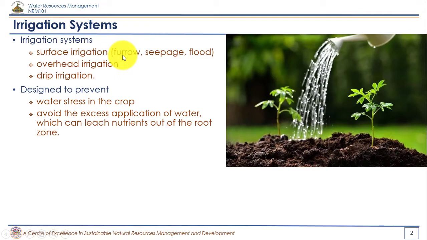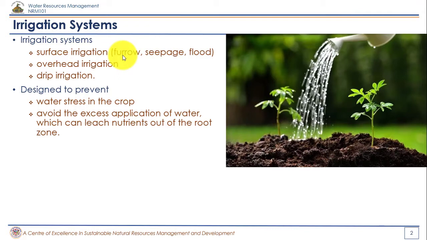So, making furrows and irrigating that area, that's how furrow irrigation works. So that's also one of the kinds of surface irrigation. The other one is overhead irrigation. The example that we saw was the sprinkler system. The third one is drip irrigation, and these are the 3 majorly or commonly used irrigation systems.